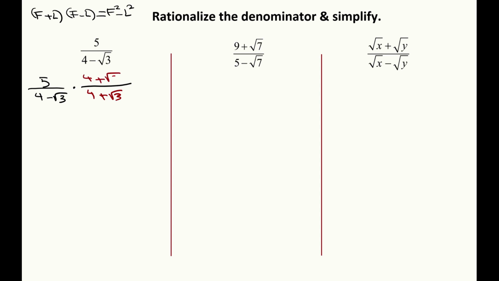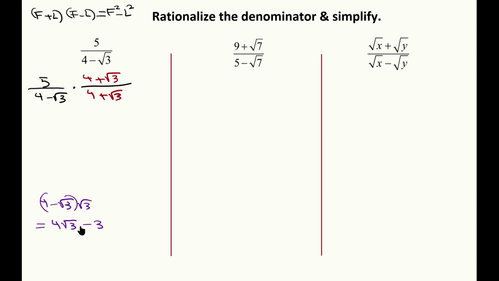Because notice, let's just take a quick look down here. Notice if I just multiplied 4 minus radical 3 by a radical 3, right? Then I would end up with 4 radical 3 minus 3. Yes, I rationalized this radical 3, but I created a new problem, another radical. So this is why we don't want to take this approach of just multiplying by the radical.